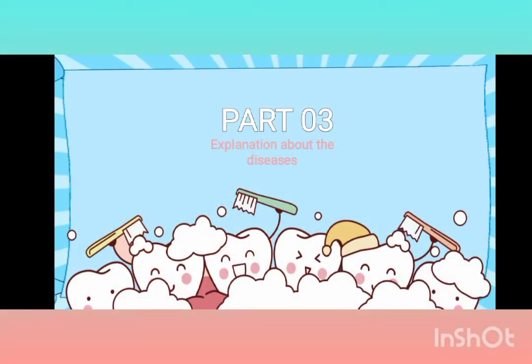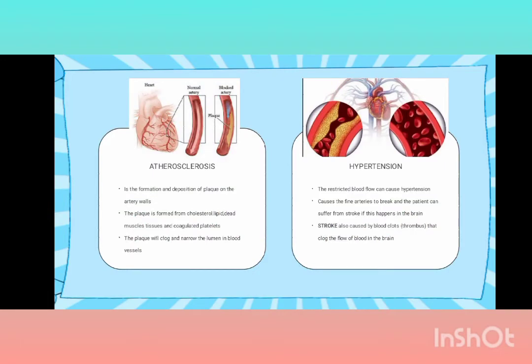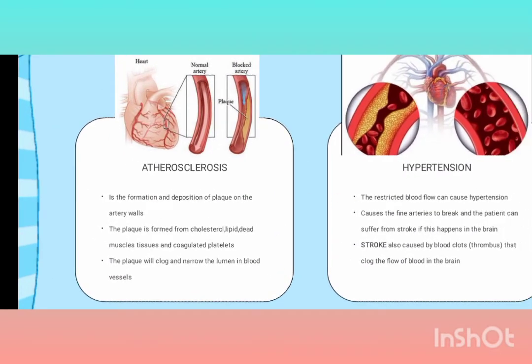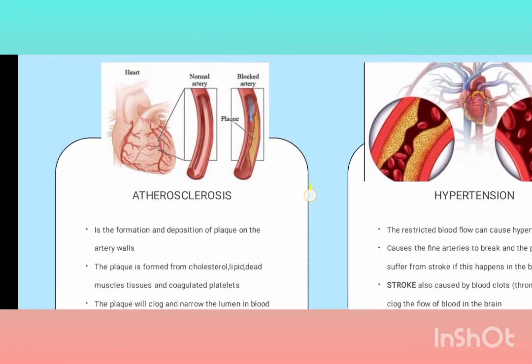Part 3. Explanation about the disease. In atherosclerosis, what is atherosclerosis? It's the formation and deposition of plaque on the artery walls. The plaque is formed from cholesterol, lipid, dead muscle tissue, and coagulated platelets. The plaque will clog and narrow the lumen in the blood vessel, as we can see in the picture.